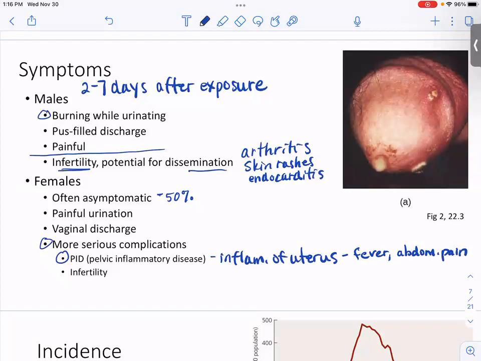Inflammation, okay, and that can lead to some scarring of the fallopian tubes, which increases the chances that someone would have an ectopic pregnancy. So that's when a fertilized egg implants outside of the uterus instead of inside of the uterus. So that can lead to infertility. Okay. So not something that you want to ignore, not something that's likely to go away on its own.